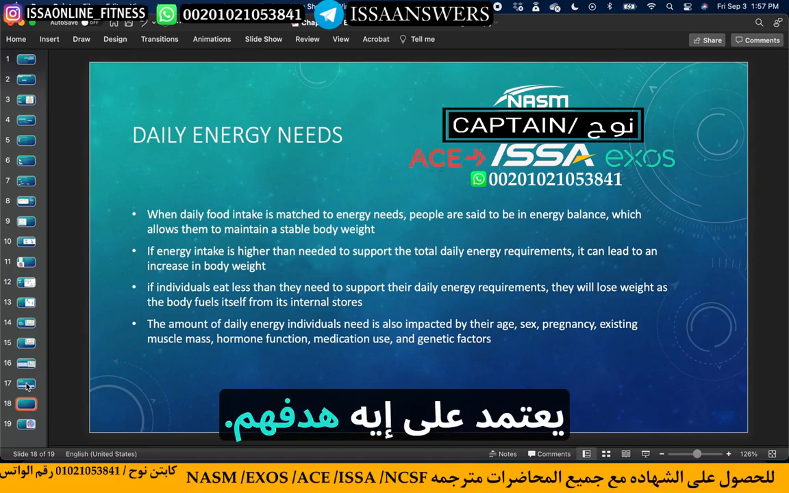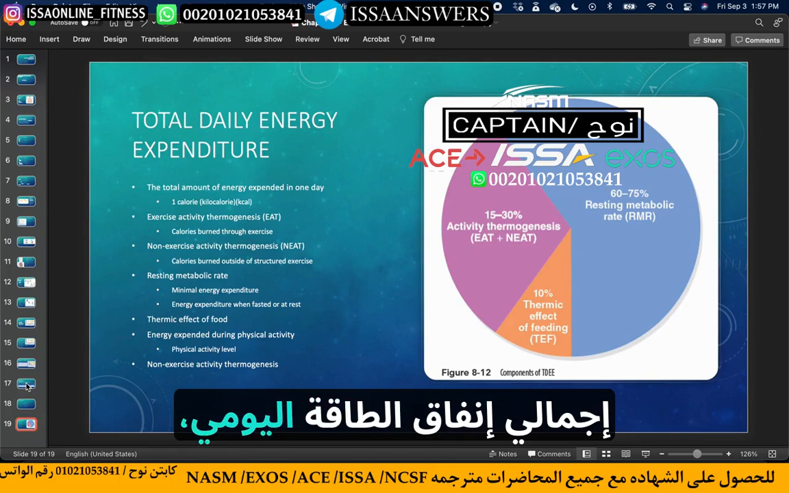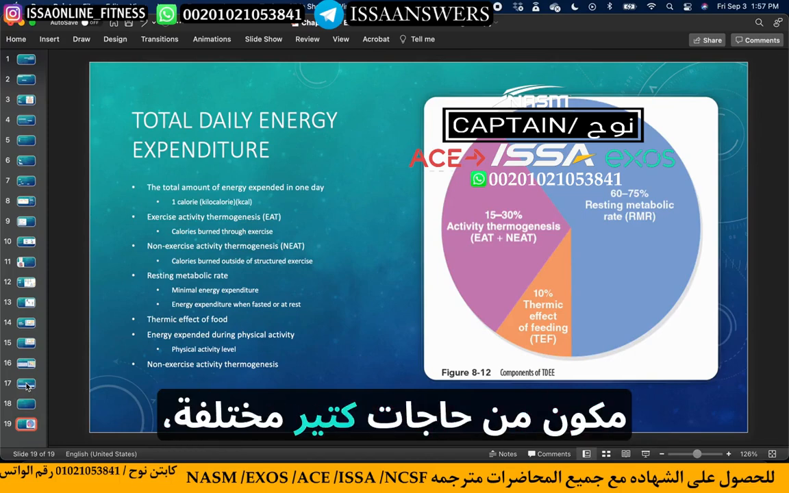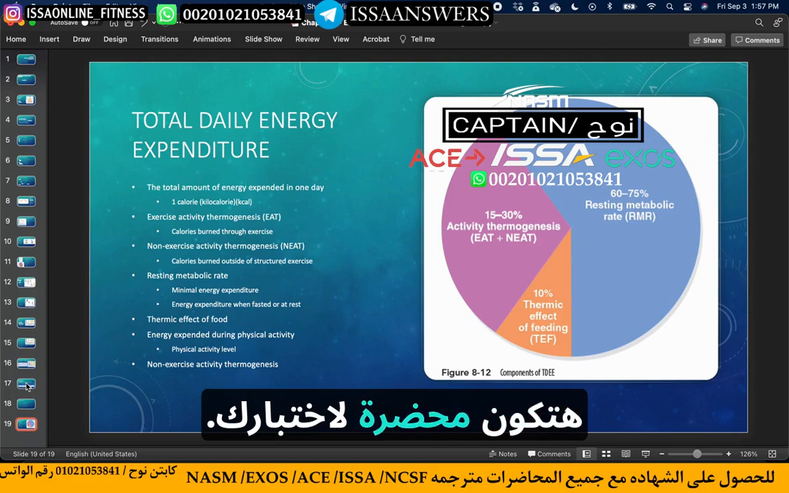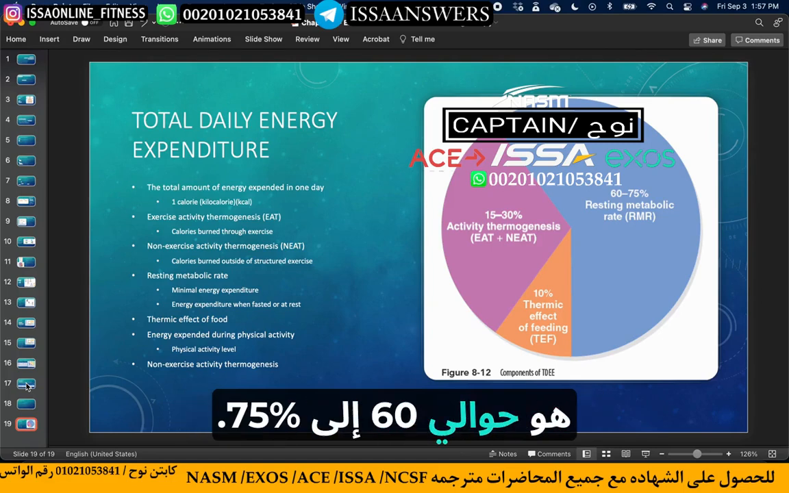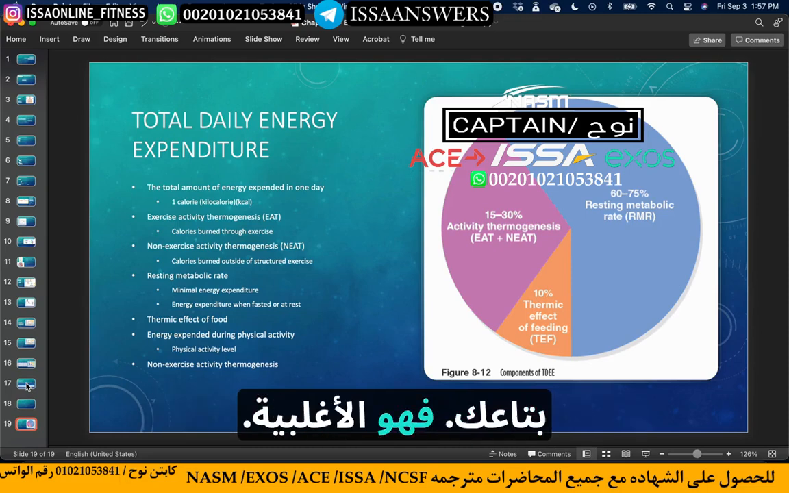their goal is. So lastly, to build on what we just built on, the total daily energy expenditure, or what I call TDEE. It's composed of a lot of different things, but the main thing here is make sure you know this chart, because it's definitely going to be something that's going to be prepared for your test. Your resting metabolic rate is about 60 to 75% of your total daily energy expenditure, so it's the majority.